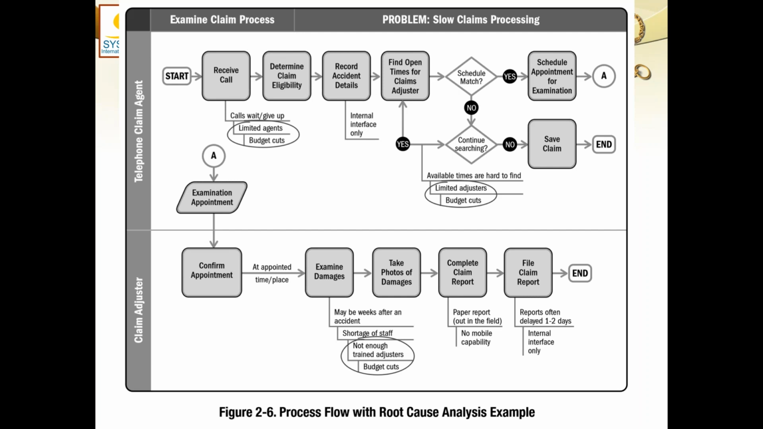Now try to find what are the causes of each. Receive call. What is the delay? Call wait time and people give up. So why is the call wait time? Because we have got limited agents. Now why have we got limited agents? Because we have budget cuts. So you see the 5 Whys or Ishikawa, whatever you are using, this is almost the same thing we are creating here.